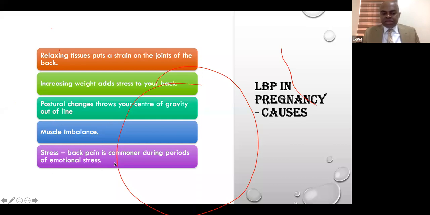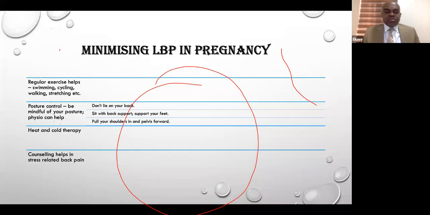Stress. We said earlier that psychological stress can cause back pain. It can manifest as back pain. And there's a lot of emotional stress that can be associated with pregnancy. So that can also be a cause of back pain.